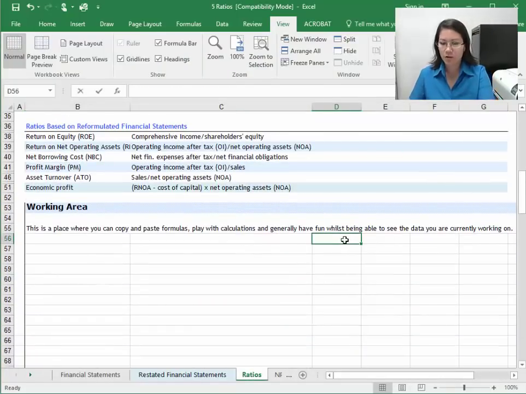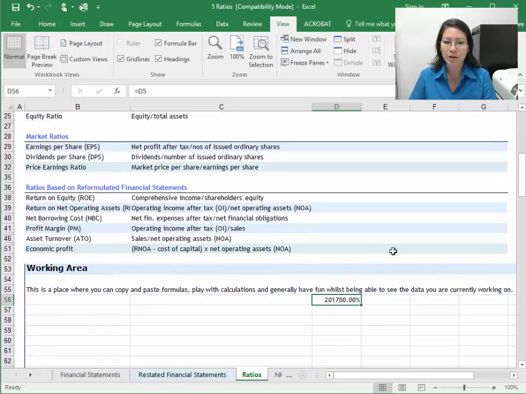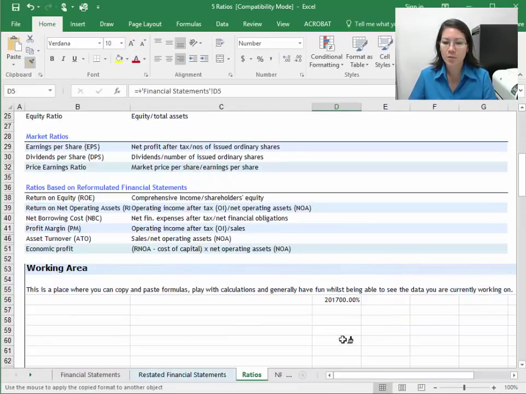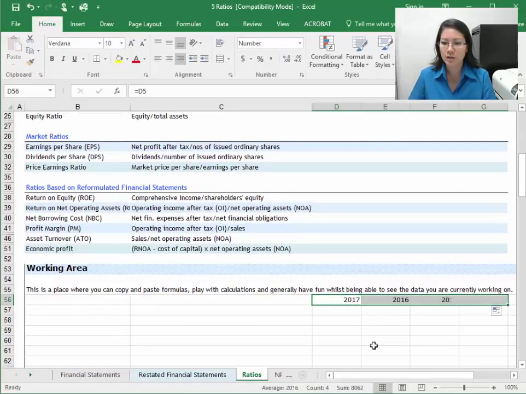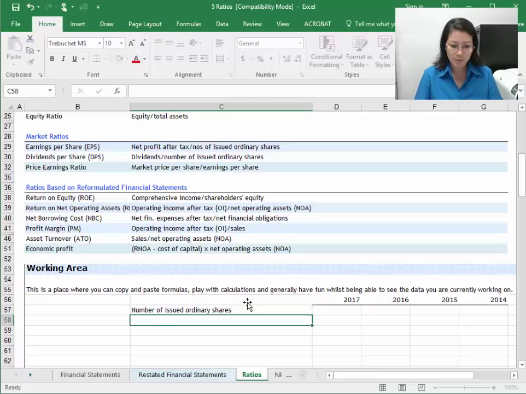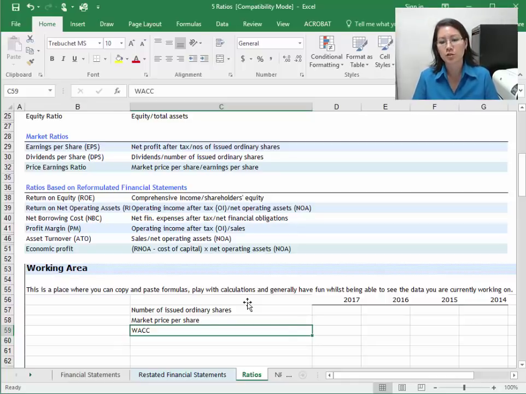and link your years up here. So we've got a year, we don't need that. Let's go and format painter this actually. Paint with my paintbrush, all those, and drag this across. Okay, so I've got my years up here. My first one's going to be my number of issued ordinary shares. My next one's going to be my market price per share, and then I'm going to do my weighted average cost of capital. So my WACC, my weighted average cost of capital.